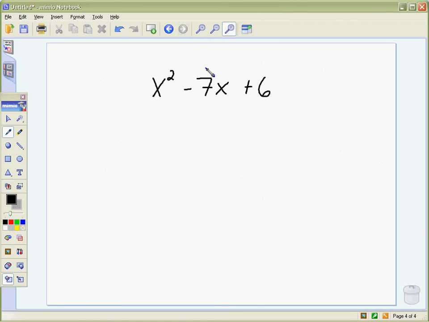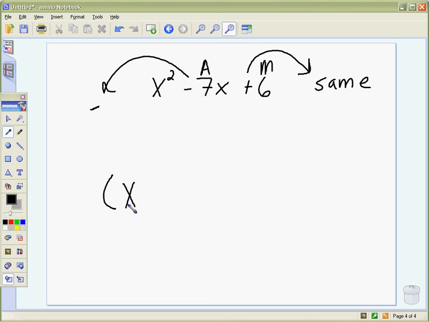And for our last example, adding to get to negative 7, multiplying to get to 6. My signs are going to be the same because of the plus sign here. They will both be minus. So my answer is going to look like x minus, x minus.